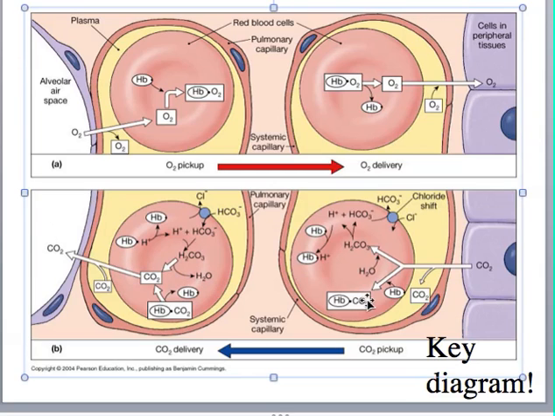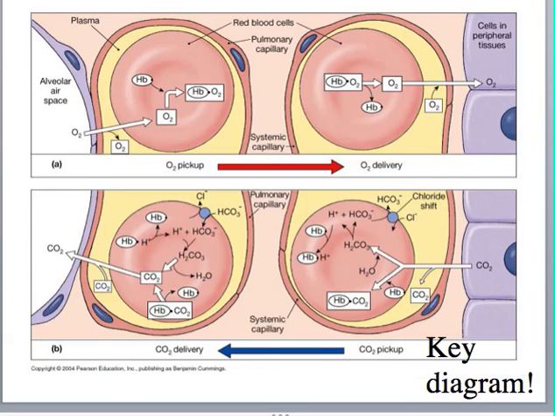So this is how CO2 is picked up from the tissues. It's picked up in your tissue capillaries, and then it travels through your body to your lungs, where it goes into the alveolus and you breathe it out.